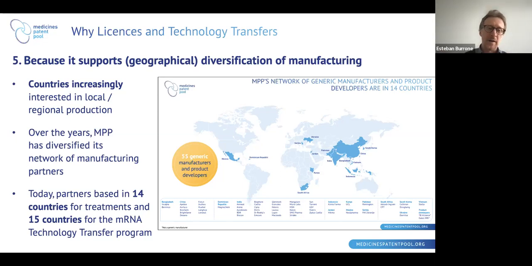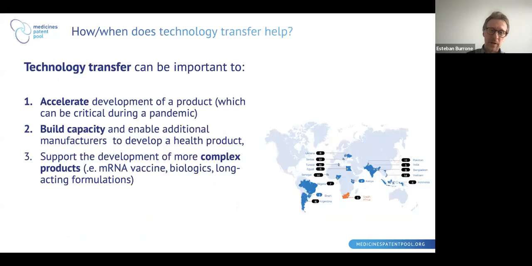And this shows how at MPP, at least, we've been really, over the last few years, trying to make greater focus to enlarge the number of manufacturers from different regions that are able to manufacture the products we have licenses on. 14 in the case of the treatments, 14 manufacturers in 14 countries at the moment. And in the case of the mRNA technology transfer program that we're co-leading with WHO, working with vaccine manufacturers across 15 different countries. So again, through licensing, you can achieve that.